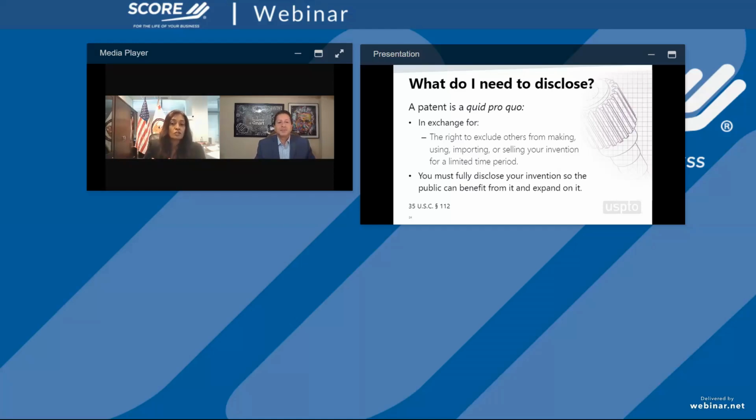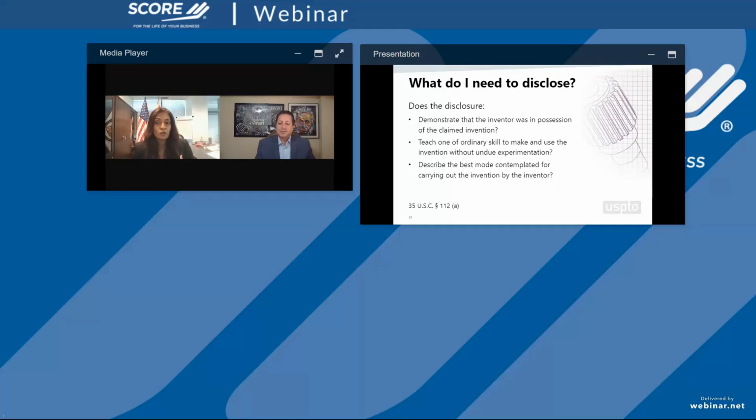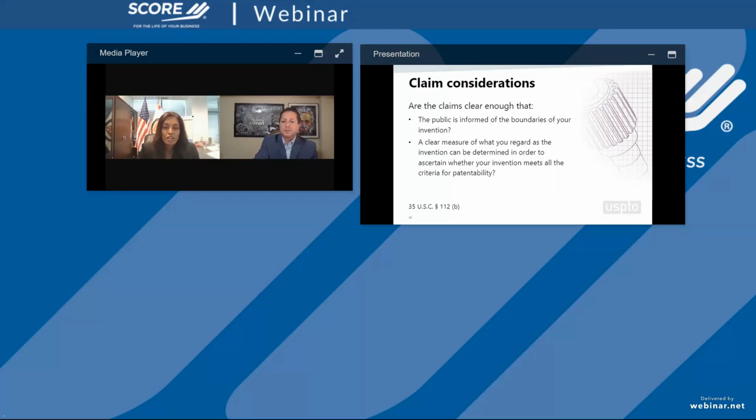So again, we give you a right to exclude others. So we want to make sure that you fully disclose your invention so the public can benefit from it and expand on it. And it needs to demonstrate that you were in possession of the claimed invention, and that you could teach one of ordinary skill to make and use the invention without undue experimentation, and describe the best mode contemplated for carrying out the invention by the inventor. So you might have this great idea, but you have to make sure that you can describe it properly so others know what to do with it. And then you also want to make sure that your claims are clear enough. It's like putting your fence up around your invention, so that the public is informed of the boundaries of your invention, and that it's clear enough that you've met all the requirements for patentability.